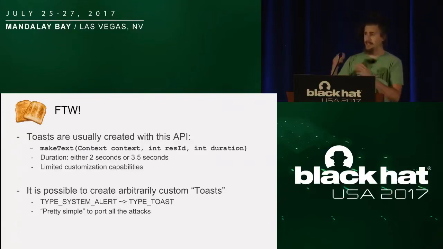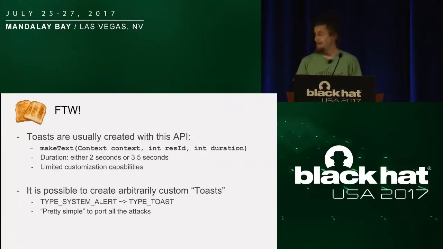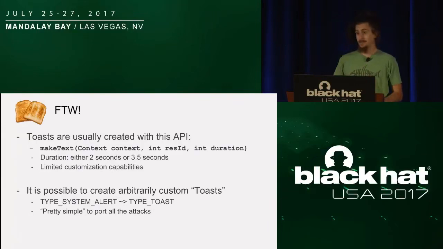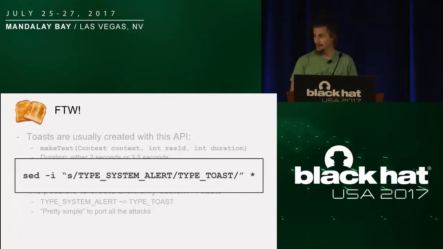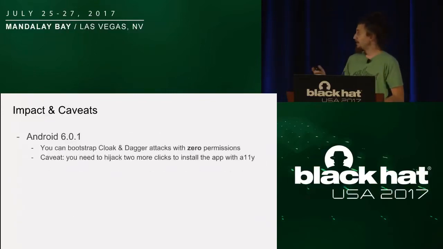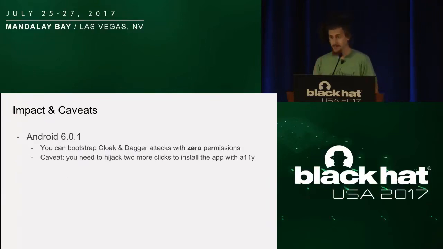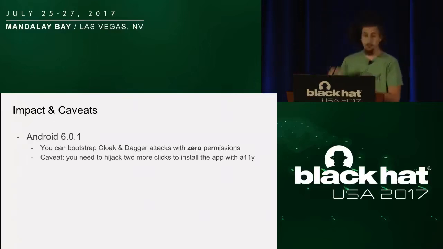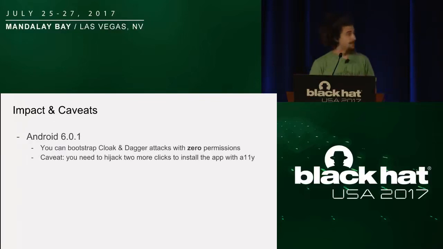So you have this window manager, addView, and things like this. And it's actually pretty simple to port the current proof of concept to use toast. And when I say pretty simple, I actually mean it. You literally substitute the string with type toast, and the attack works out of the box. Now, this works in Android 6, and so you can bootstrap these attacks with 0 permissions. The practicality issue is that you need to inject 2 more clicks to get the CBD service, but for the invisible grid attack, you don't need a CBD service. So out of the box, an application with 0 permissions can read exactly where you're clicking.